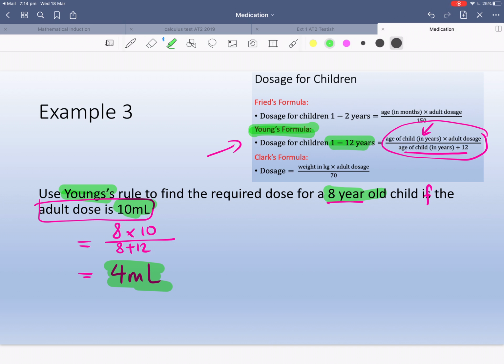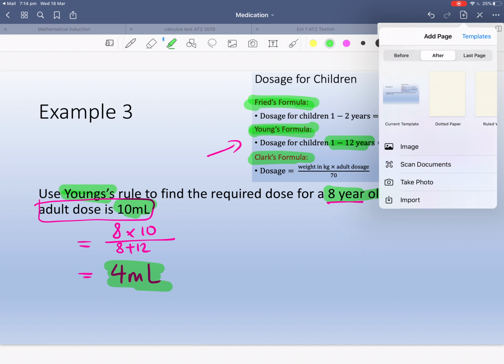So we can be asked to use any of these formulas to calculate a dosage for a child. But remember, you will be given these if you're asked to do it. Now, that's the end of the lesson for today. So, peace out.